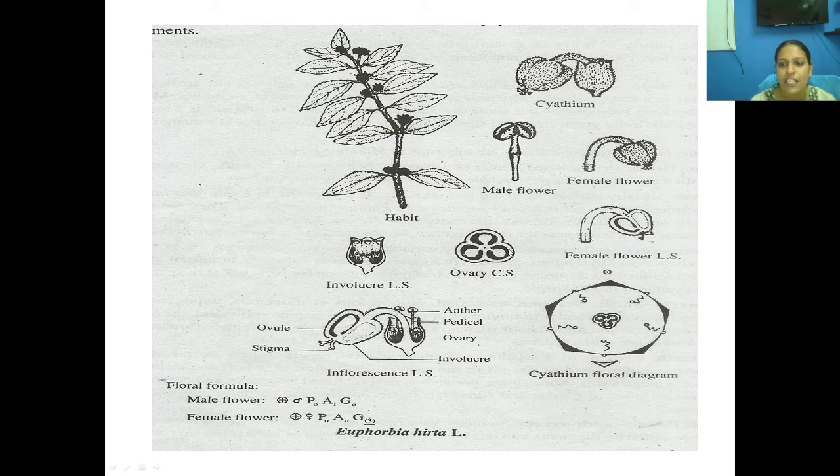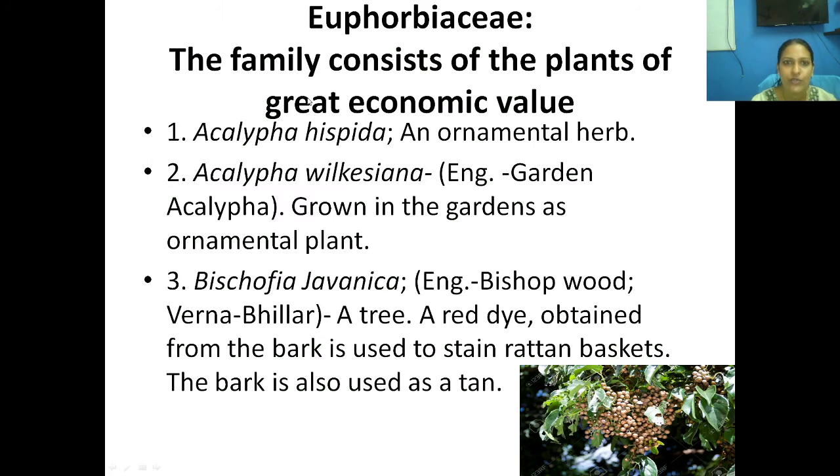Okay, that is tricarpellary like. So Euphorbiaceae, the family, consists of great economic value, just like Acalypha species. They are ornamental plants, and this is Bischofia, that is bishop wood, that dye is extracted using this fruit. And this is also used for making baskets, the bark is used for making baskets. A lot of economic importance is there for this plant.